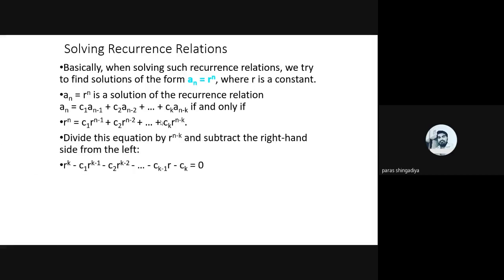These are the procedure steps to derive the recurrence relation solution. When solving such recurrence relations, we try to find a solution of the form a_n = r^n, where r is a constant. We'll derive the recurrence relation solution in this form, a_n = r^n. So a_n = r^n is a solution of the recurrence relation a_n = c1 a_{n-1} + c2 a_{n-2} + ... + ck a_{n-k}.